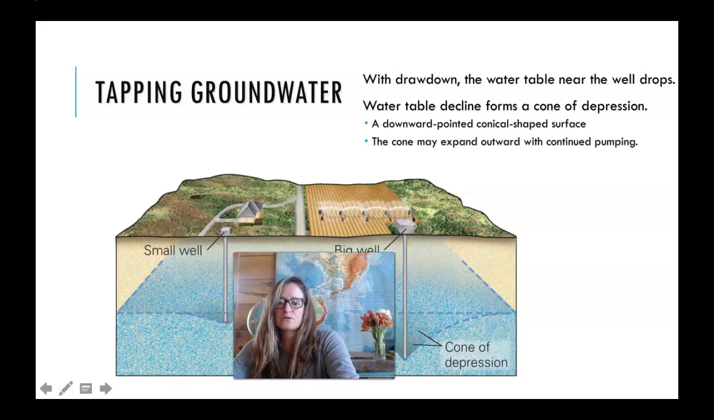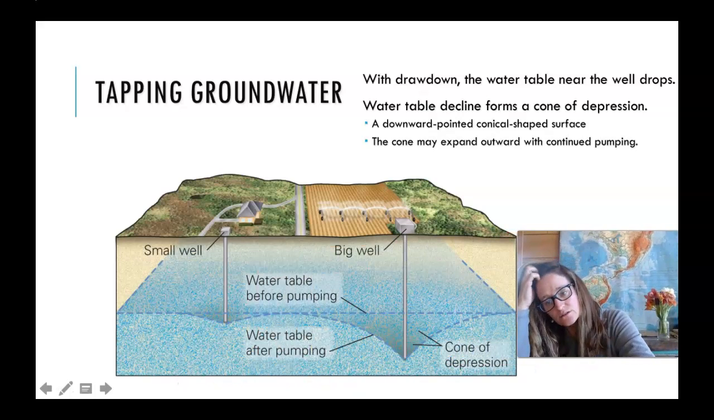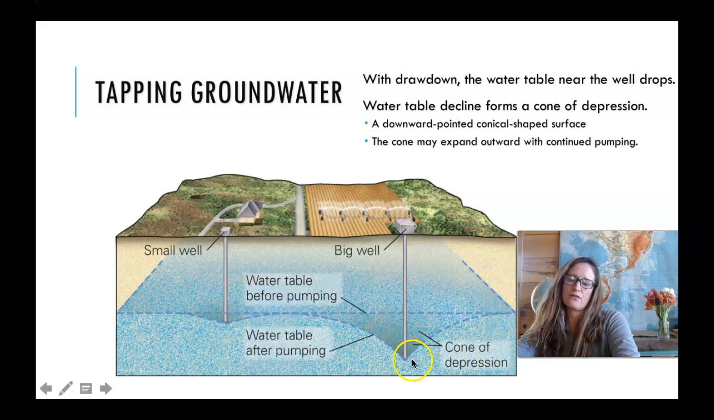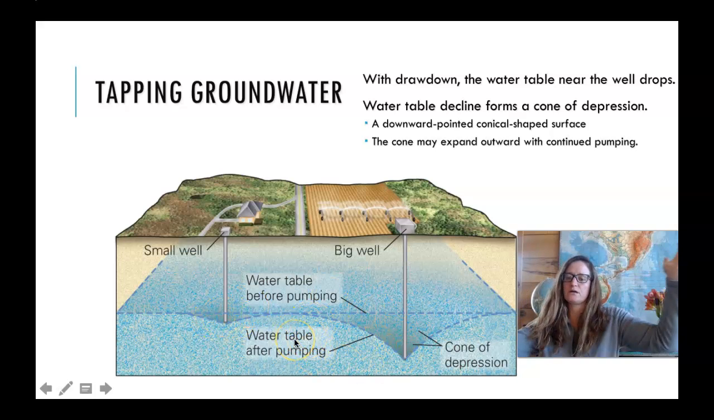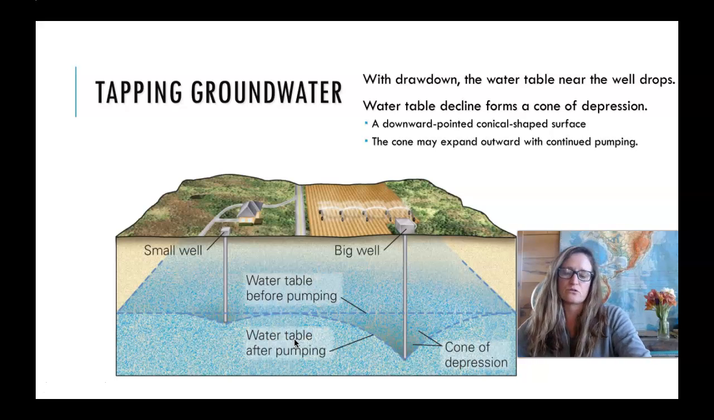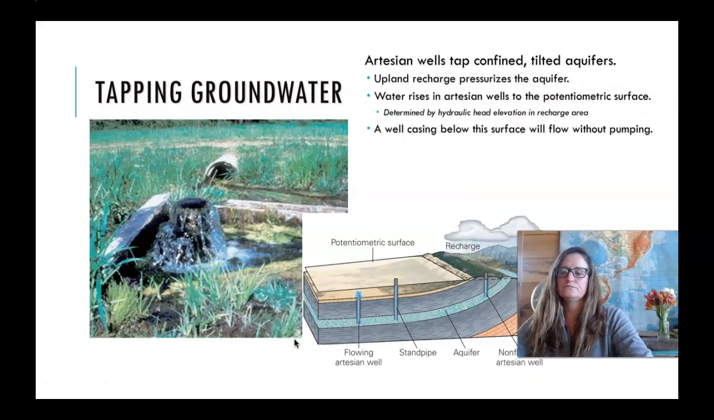There can be problems with that. If you mine that too much, you get what's called drawdown, and you get a cone of depression around that well. So this is a cone of depression, a big one. Here's a little one. If they pump too much, they could get one big cone of depression, and it can really mess up the regional aquifer.